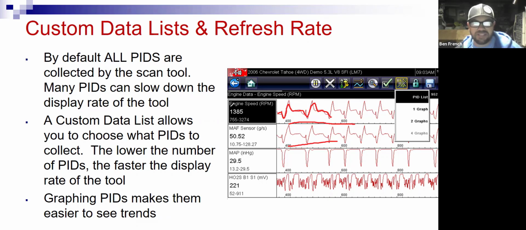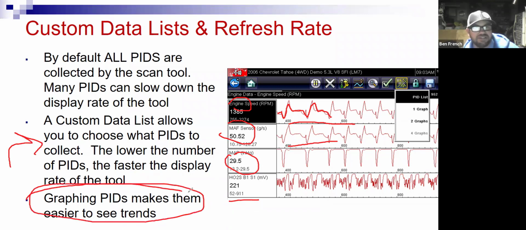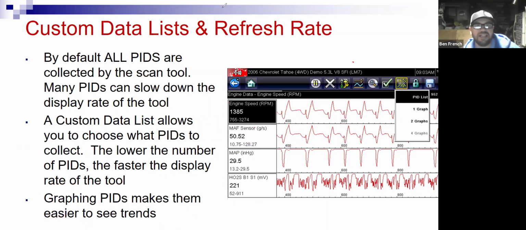So here we've selected engine speed, the mass airflow. It's also got a MAP sensor and an oxygen sensor. We're looking at those 4 parameters on a custom data list, and we're graphing those out. So the data list allows you to choose what you're going to look at. Graphing them makes it easier to see. And let's face it, this stuff's complicated enough. Anything you can do to make it easier for you to see the problem is going to be a step in the right direction.